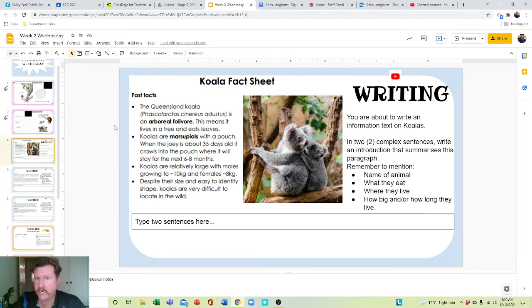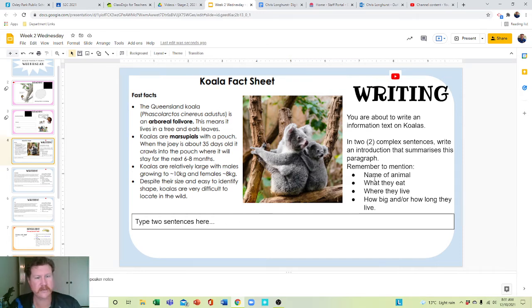But for these slides, we are looking at a koala fact sheet. Yes, there's a lot of information, but it's not as hard as you think. So you're about to write an information text on koalas in 2 complex sentences. So complex sentences means there's commas in there and there are long sentences, good words in it. Write an introduction that summarizes this paragraph. So what we're doing here is we're essentially taking information out of the text and we are narrowing it down to a nice little introduction.